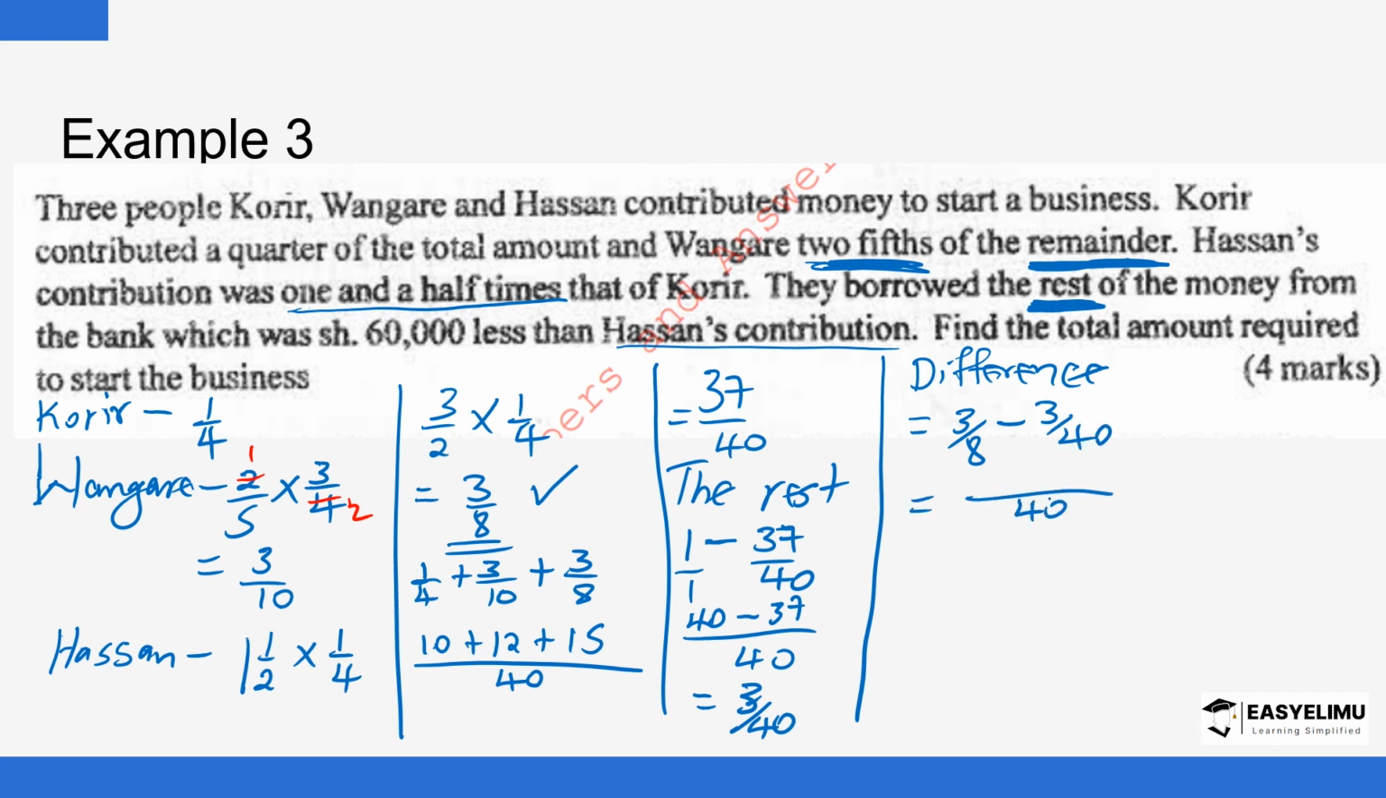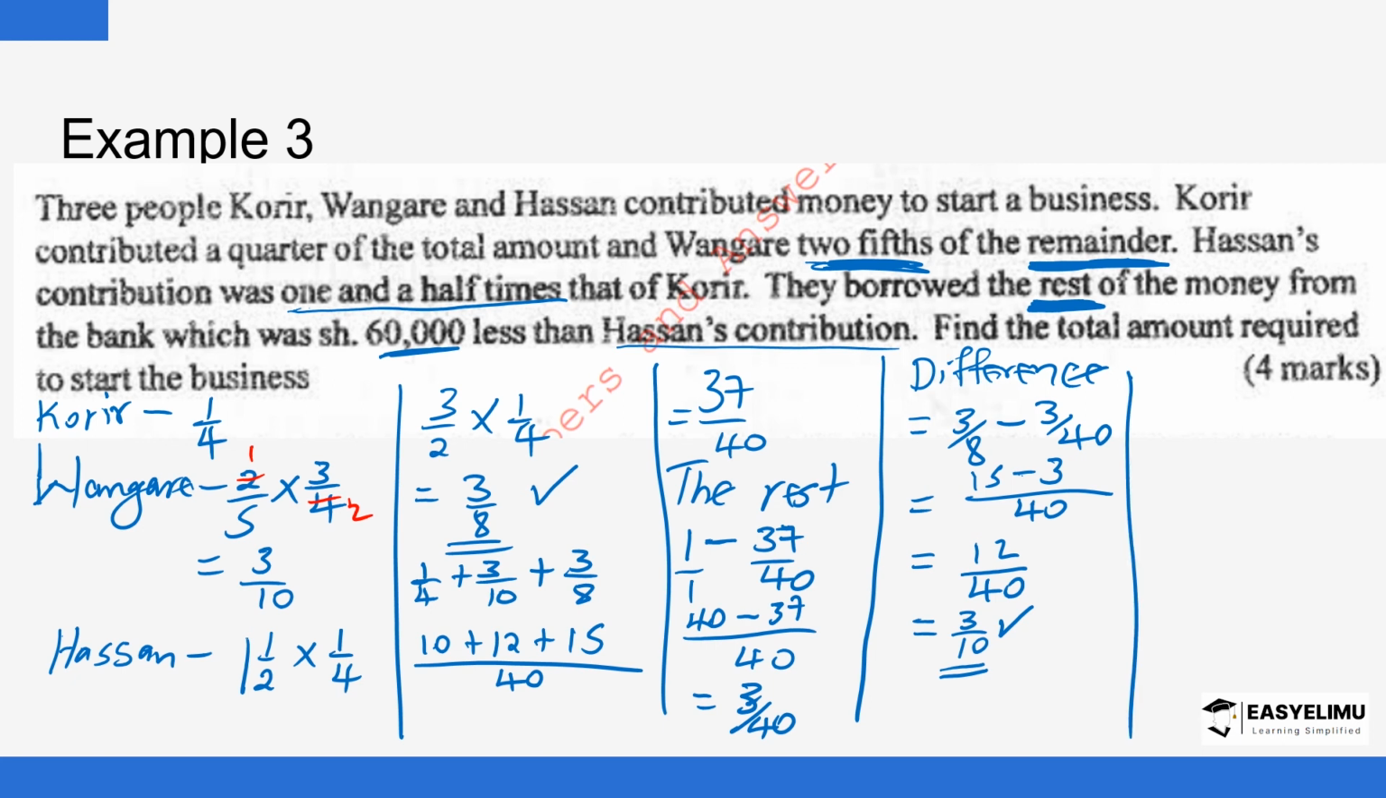So the LCM again is 40. So 40 divided by 8 is 5. 5 by 3 is 15. 40 divided by 40 is 1. 1 by 3 is 3. So this is reducing to 12 over 40. So 12 over 40 again, both the numerator and denominator are divisible by 4. So 12 divided by 4 is 3, and 40 divided by 4 here is 10. So this fraction is the one that is equivalent to 60,000.